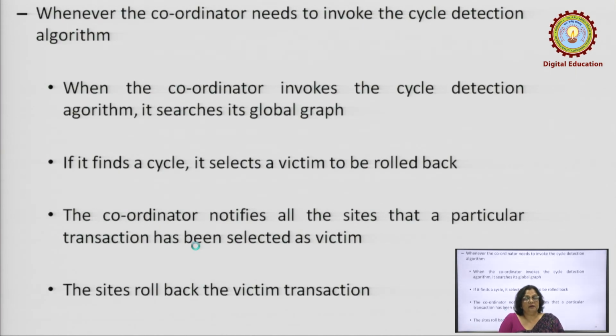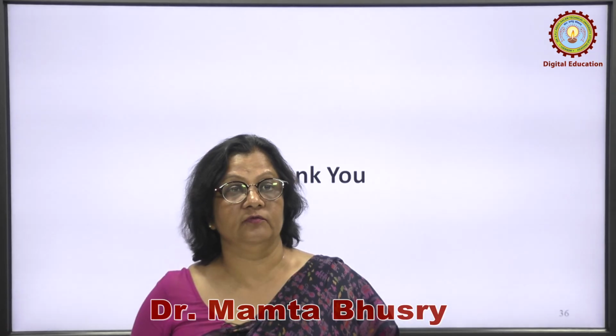Whenever the coordinator needs to invoke the cycle detection algorithm, it searches the global wait-for graph. If there is a deadlock, the coordinator notifies all the sites that a particular transaction has been selected as a victim, and the sites roll back the victim transaction to remove the deadlock.